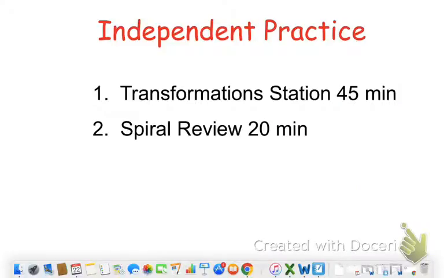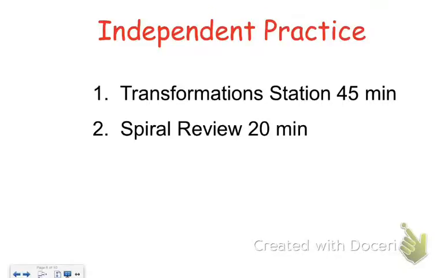You'll spend 45 minutes today practicing reflections. And the last 20 minutes of the period before your exit ticket, you will be doing a spiral review handout in which you will practice scientific notation and linear functions.